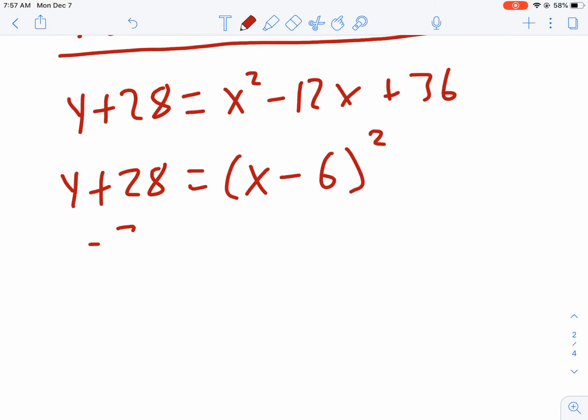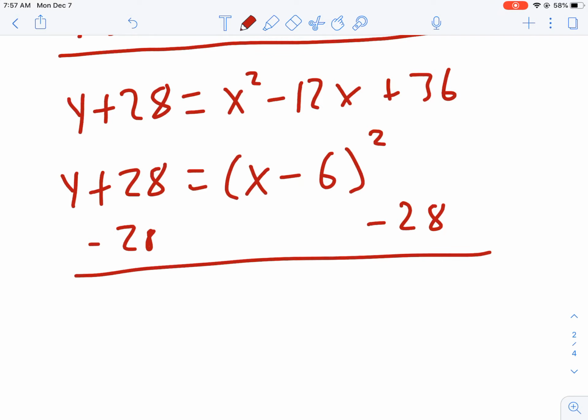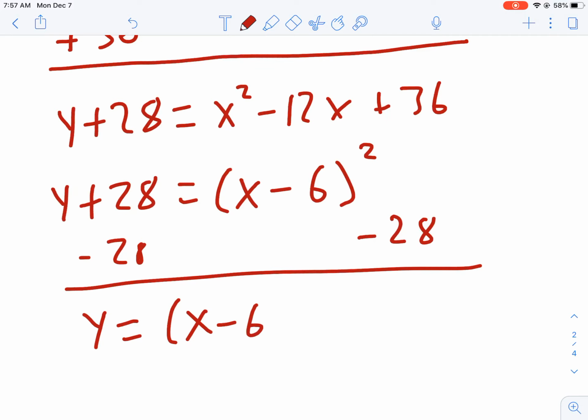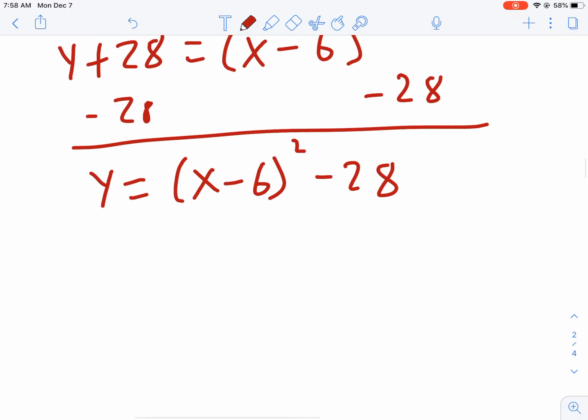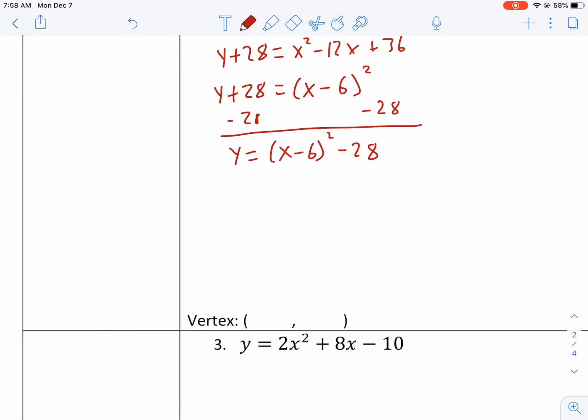Now we just bring the 28 back over. And that gives us y equals (x minus 6) squared minus 28. And so now we can figure out what our vertex is, right? So our h value, remember h is the opposite, so this is going to be 6. And our k value is negative 28. So this is a very low vertex, down at negative 28. But that's how you would do that.